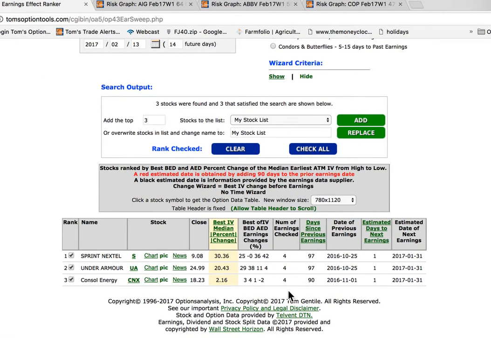3 stocks. And what we see is, look at Sprint. It jumps an average of 30% before earnings in terms of implied volatility. Under Armour jumps an average of 20%. Consol Energy only 2. So what is this telling me? It tells me I have a potential bullish and bearish trade going into earnings. In terms of what I want to be buying, maybe I want to look at buying puts on Sprint Nextel. Maybe I want to look at buying calls on Under Armour. But what I've done is I've clearly found a pattern where Sprint Nextel's price tends to go down into earnings and Under Armour tends to go up.